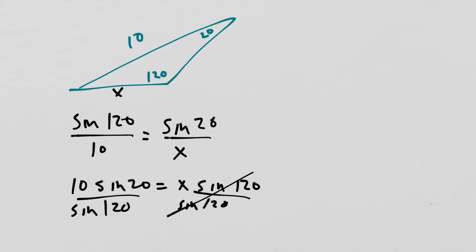All right, we already know 120 plus 20 is 140, so this angle right here is 40 because angles in a triangle add up to 180 degrees. All right, so what we have is 10 sine of 20 degrees divided by the sine of 120 degrees, and that makes 3.9. All right, so x equals 3.9.